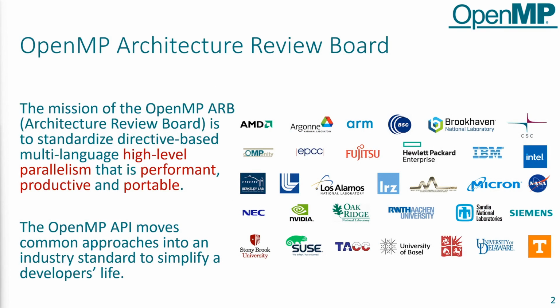So the mission of the OpenMP ARB, that's short for Architecture Review Board, is that we want to standardize a programming language that is directive-based, based on compiler pragmas and, in Fortran, compiler directives. That is multi-language, so C, C++, and Fortran in this case. And what it should offer is high-level access to parallelism, so it should be easy to exploit the parallel nature of your machine. And we want everything to be performant, so you should be able to squeeze every bit of performance out of the system.